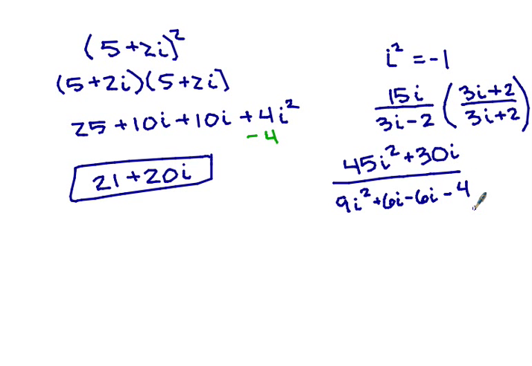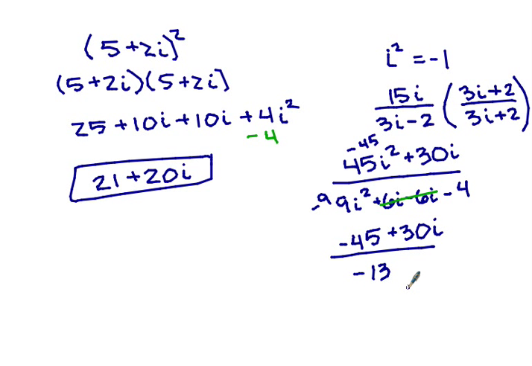Okay? So in this case, our middle terms will disappear. Up top, this is just -45. This is that -1 for the i. So we get -45 plus 30i all over, this is -9. So -9 minus 4 more is -13.